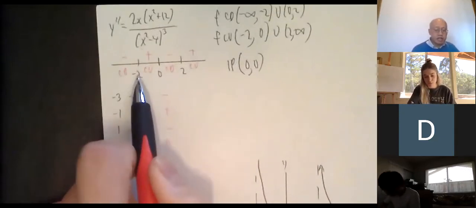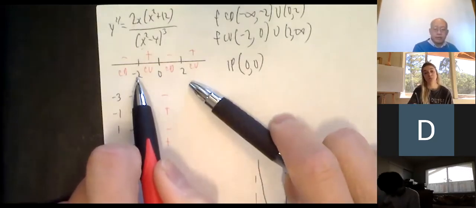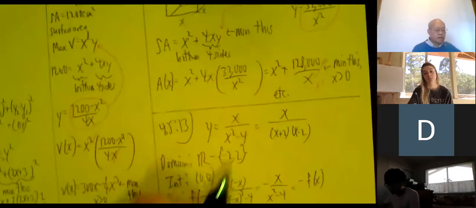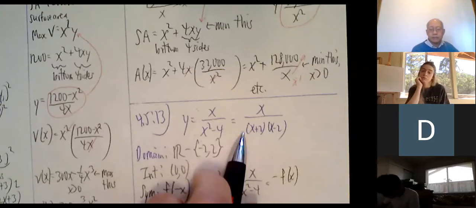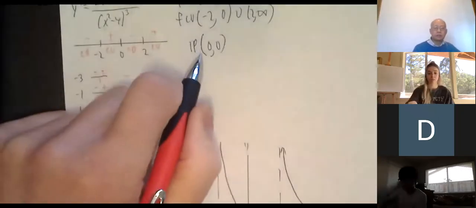Now, there is a change in concavity at negative 2 and positive 2, but we're not calling them inflection points because they're not even points, right? The function is not even defined at negative 2 and positive 2. Okay, so we can't say they're inflection points. We don't even have points there. So the inflection point is 0, 0.